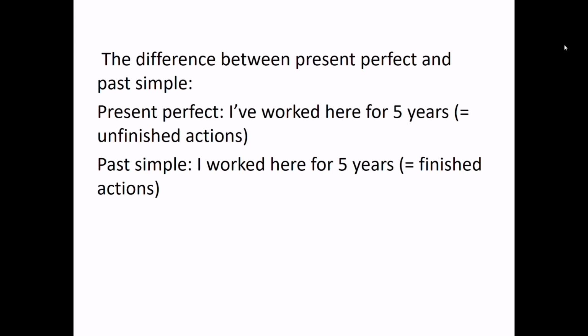Now we have the difference between the present perfect and the past simple. Present perfect, like I have worked here for 5 years, means it's an unfinished action. Past simple, I worked here for 5 years, means it's a finished action.